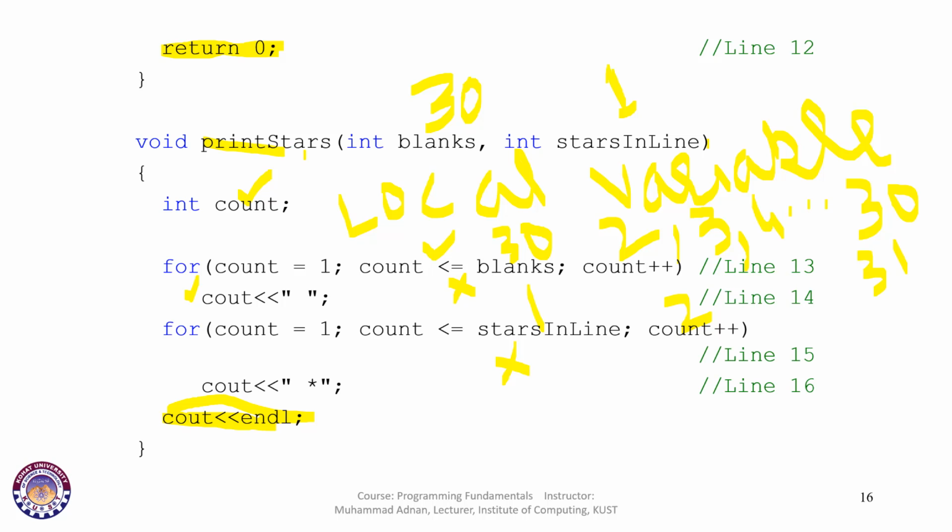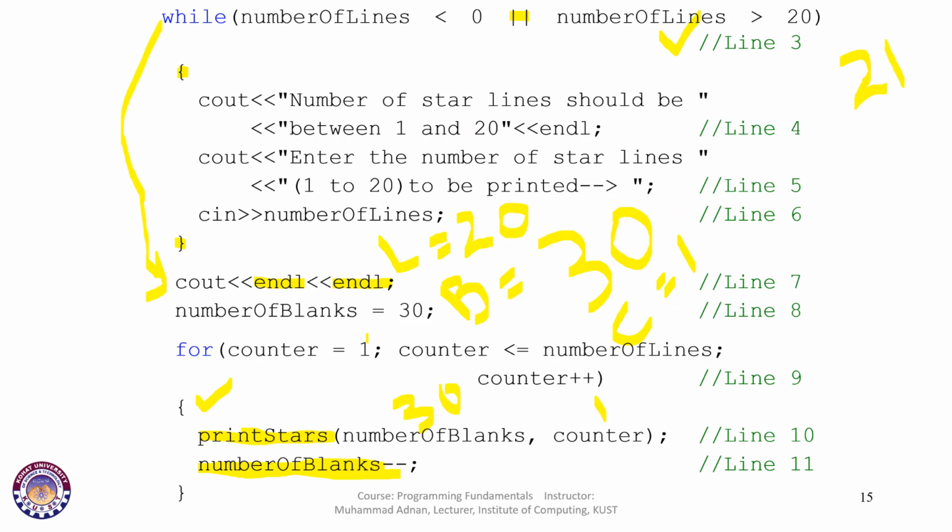This function ends here, and the control will go back to the main function, where we are going to decrement the number of blanks. The number of blanks were 30, so now in this case they become 29, and we increment the counter. Okay, so we decrement the number of blanks, sorry, and we increment the counter, which becomes 2, and then we check whether the counter is less than or equal to the number of lines, which is 30.